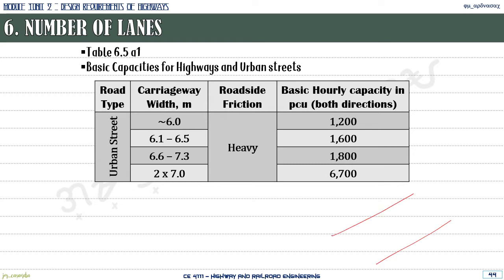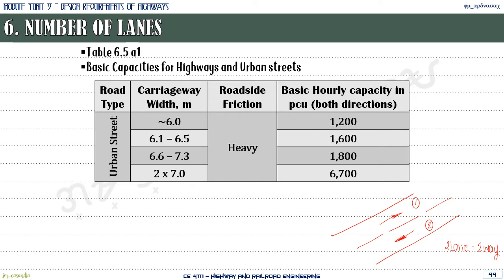So if this is our road section, this is divided into two. So we have here one-way, two-way section. So we have one lane, two-lane. So this is a two-lane having two-way or two-direction road.